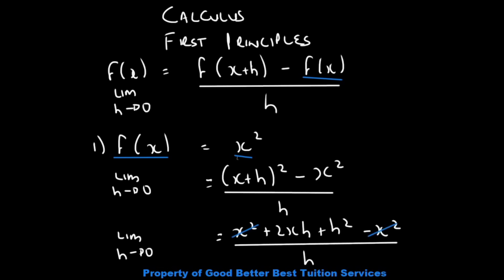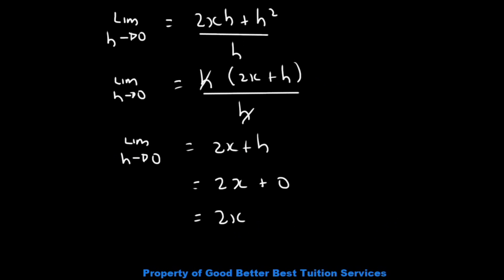The x squareds will cancel, and we are going to be left with 2xh plus h squared over h. And what we're going to do now is take out our common factor of h, and we are left with 2x plus h. The h's will cancel.